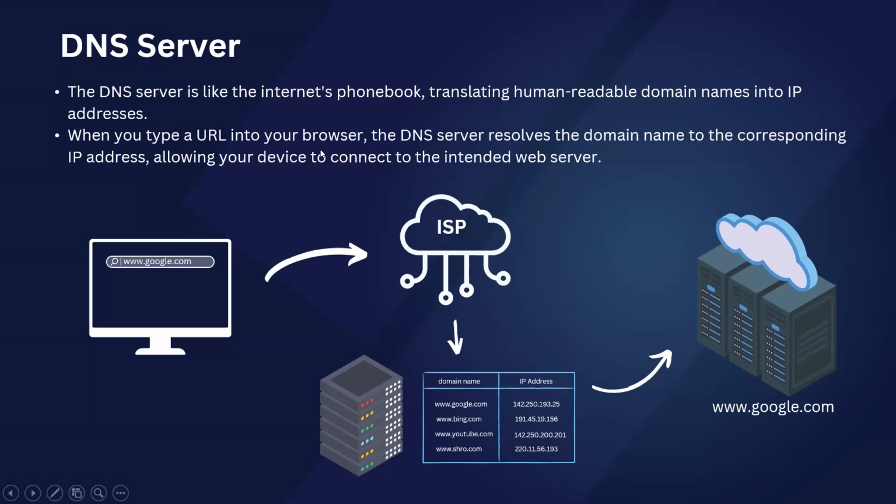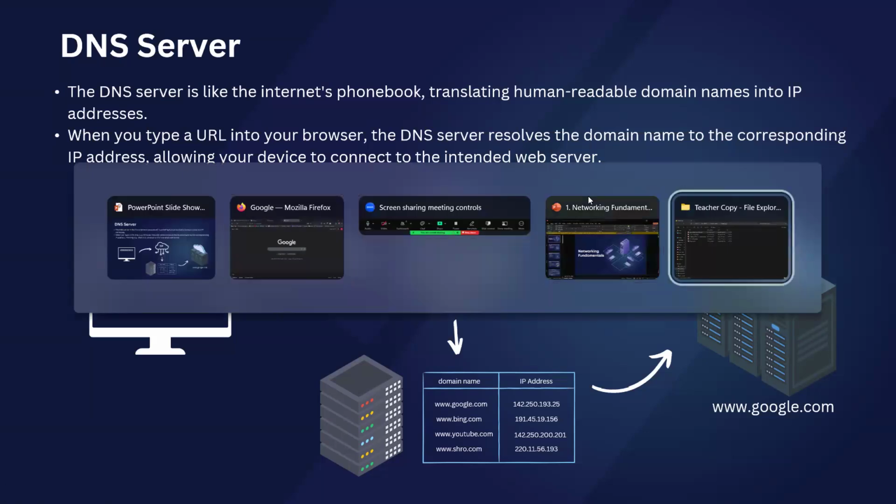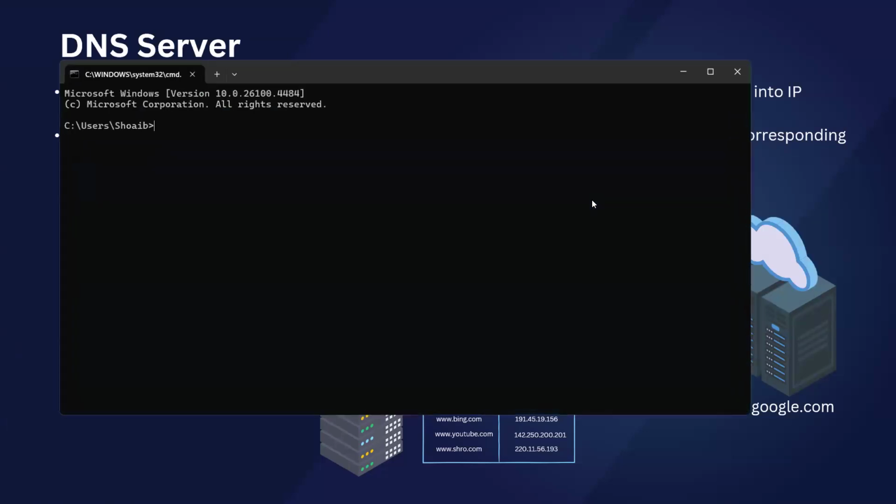When you type a URL in your browser, the DNS server resolves that domain name to the corresponding IP, which allows your device to connect to the intended web server. Let me show you a practical example. If I open my command prompt, I can run a command called ping, which checks for connectivity. It sends ICMP packets, Internet Control Message Protocol packets, of 64 bytes or 32 bytes, just to check for a response. Your device sends some packets and waits for a response according to that protocol.